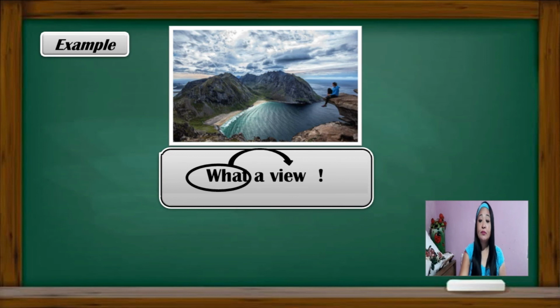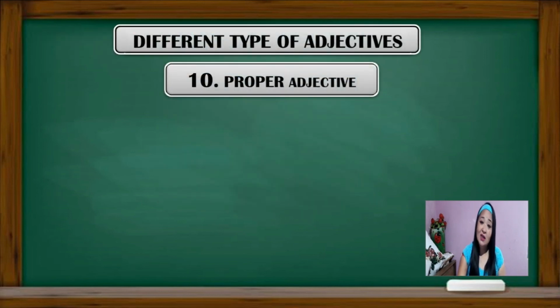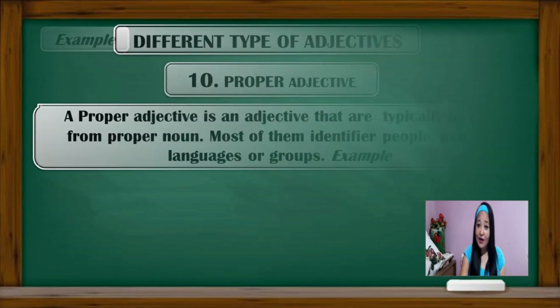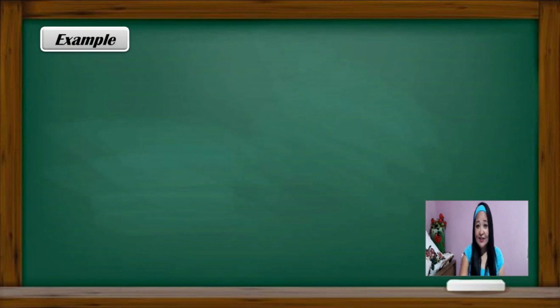Okay. So the last type of adjective that we're going to see today is the proper adjective. All right, what is a proper adjective then? Well, a proper adjective is an adjective that is typically formed from a proper noun. Most of them identify places or people, languages, or groups. Understood? So what do I mean by this? I'll try to explain with the help of an example here.